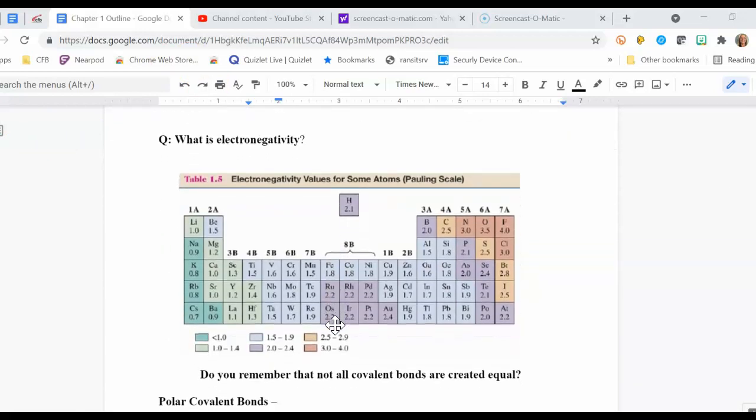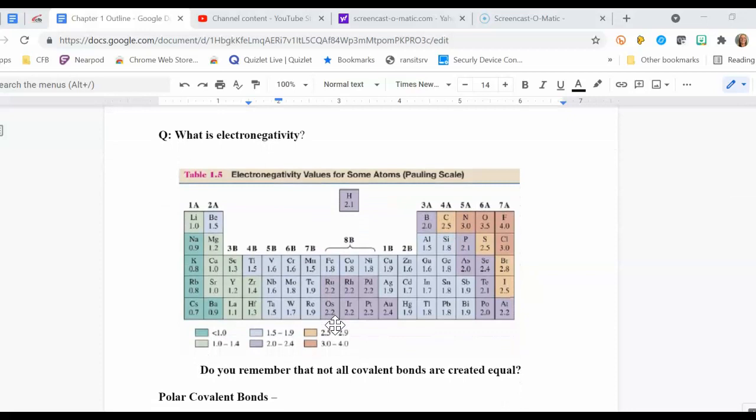Okay, so then what is electronegativity? Remember, electronegativity is the tendency of an atom to have an uneven bond with another atom. In other words, to pull electrons closer to itself. The larger the number, the more likely it is to pull electrons closer to itself.